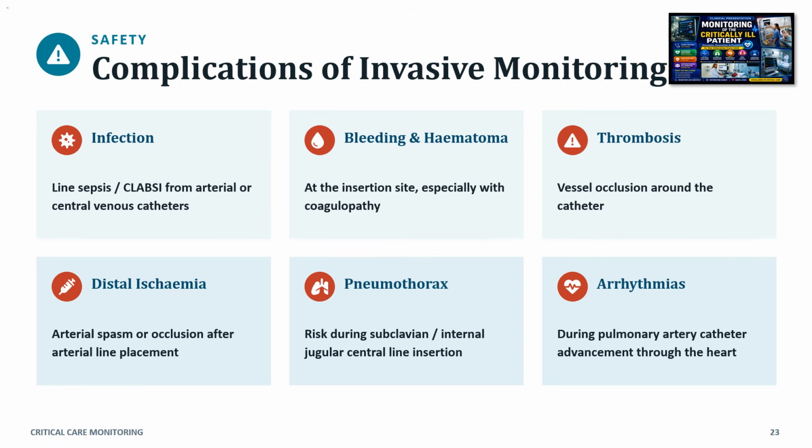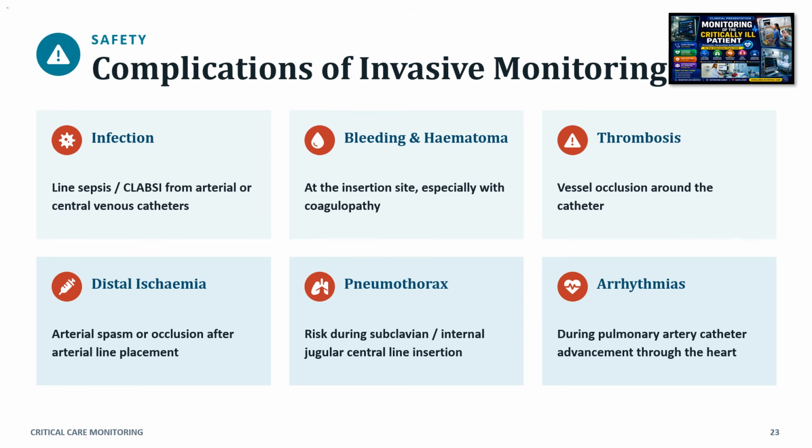Thrombosis. Vessel occlusion around the catheter. This is because the catheter irritates the vessel wall and slows blood flow, promoting clot formation. Distal ischemia. Arterial spasm or occlusion after arterial line placement. This happens when the artery supplying the limb is blocked or spasms, reducing blood flow beyond the insertion site.